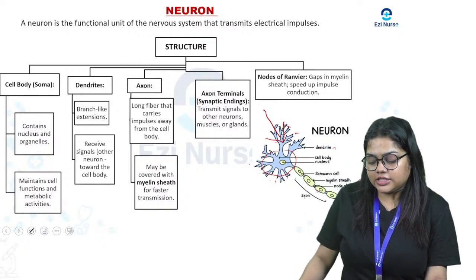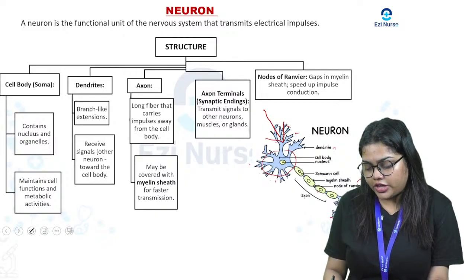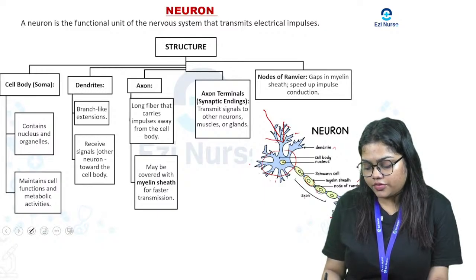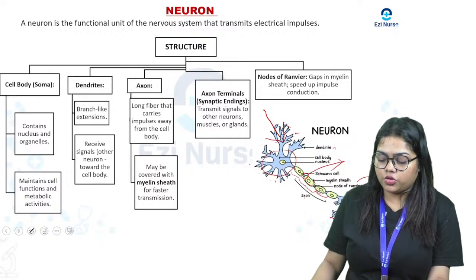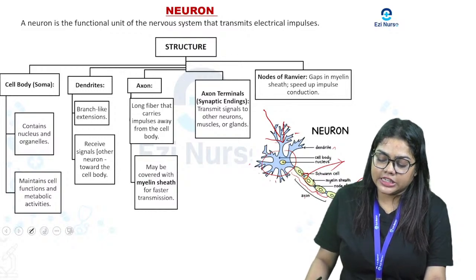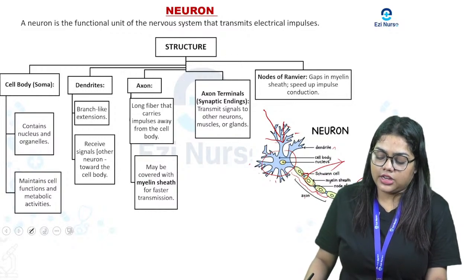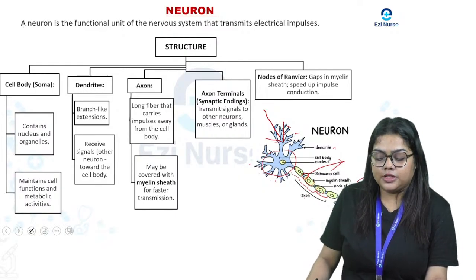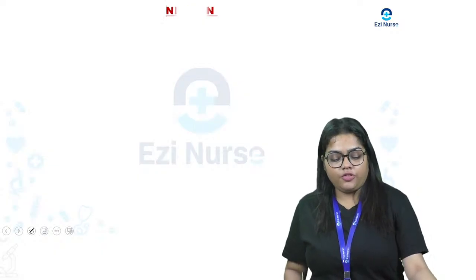The next come nodes of Ranvier. Schwann cells are covered with the myelin sheath. Okay, so in between that, wherever a gap comes, it is called nodes of Ranvier. The gaps in the myelin sheath help speed up the conduction of the impulse. So this is all about the structure of neurons.